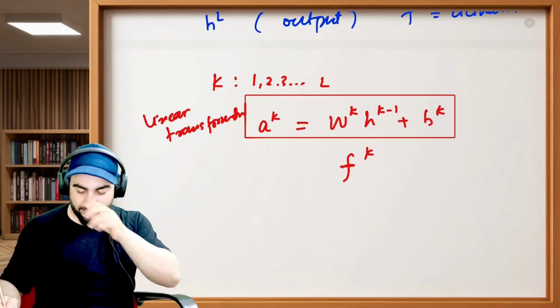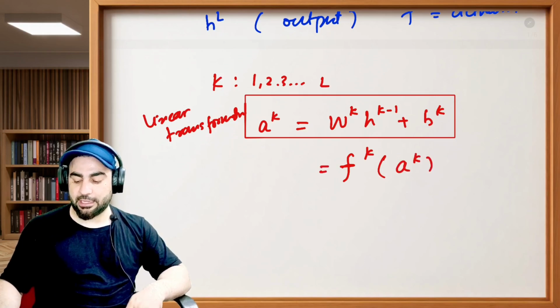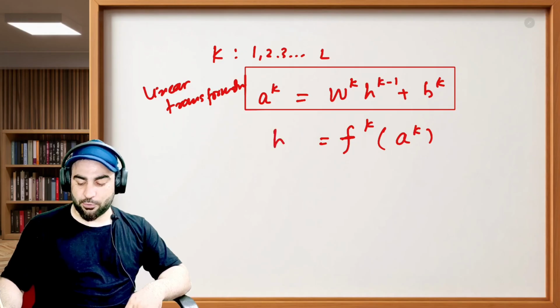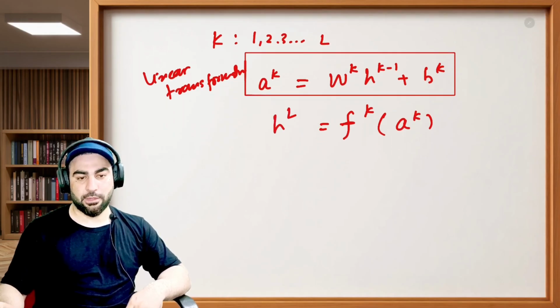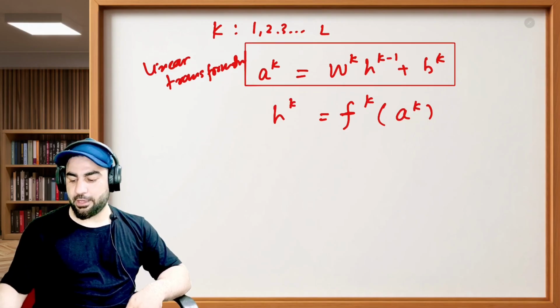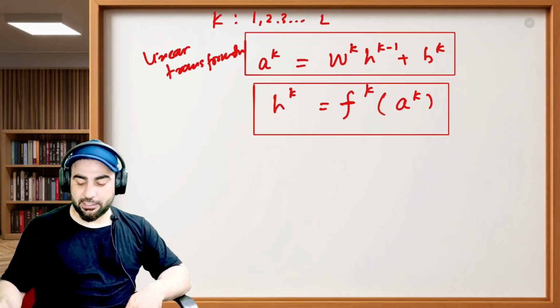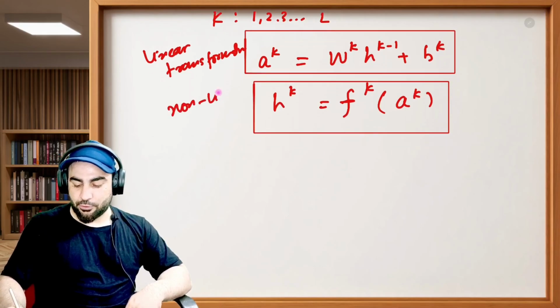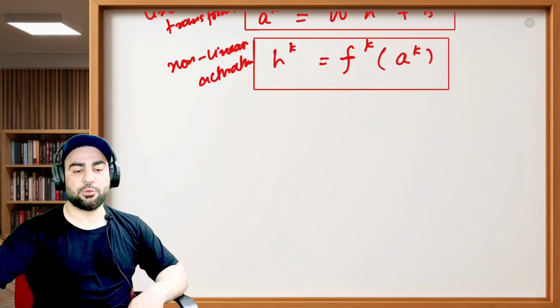I can write this F of K like this, and it will take input AK and give you the hidden output. So H of K is F of K applied to A of K. This over here is the application of non-linearity, the non-linear activation. So this is how you do the forward pass.